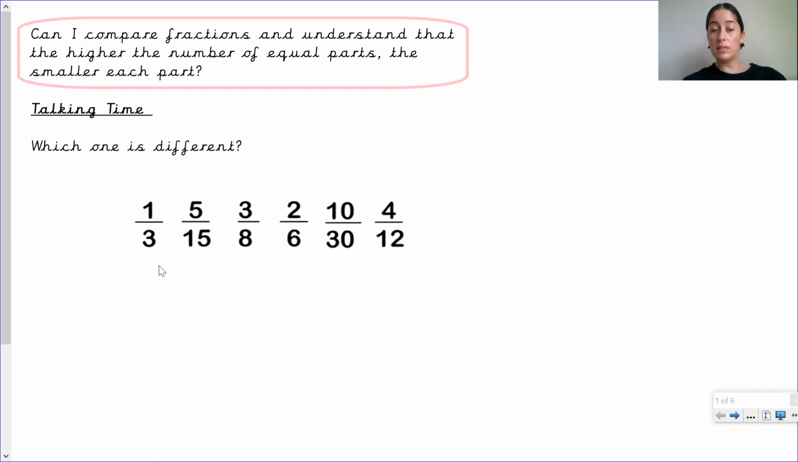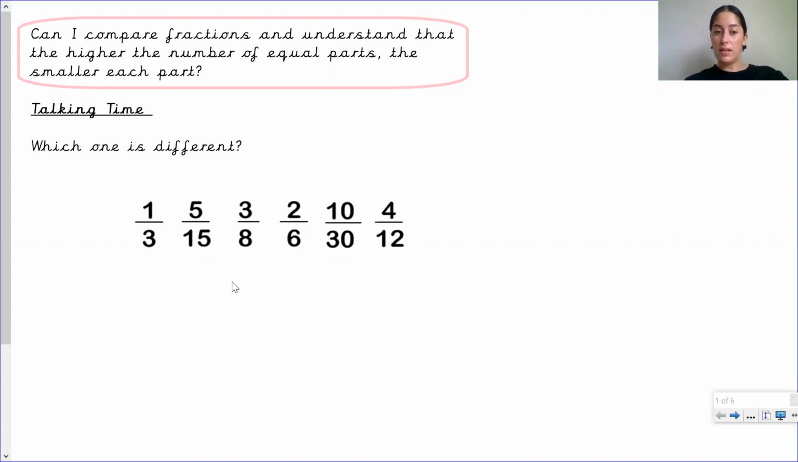Pause the video. This is based on our previous lesson, our previous video on equivalent fractions, and the rule that we learnt about in terms of the number that we have to multiply the numerator and the denominator by to find its equivalent fraction. So have a go at doing this and play the video when you're ready. Okay, did you spot which one was different?